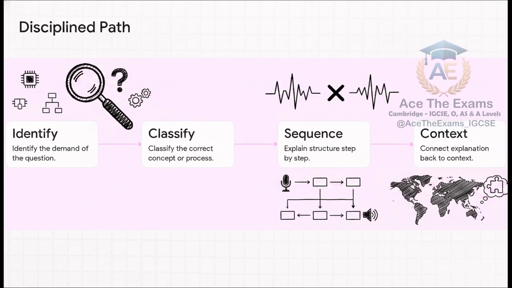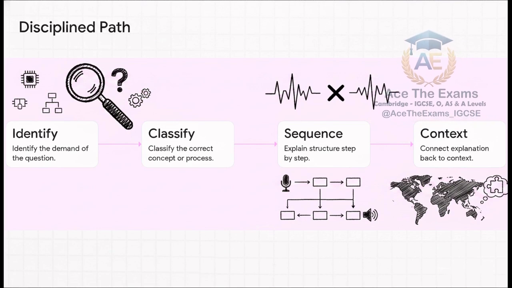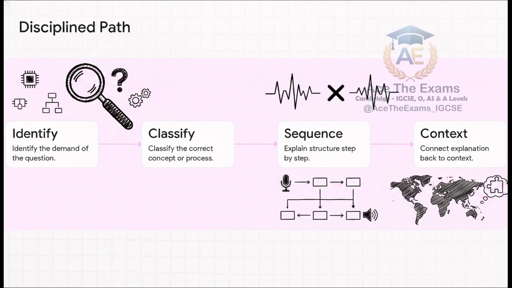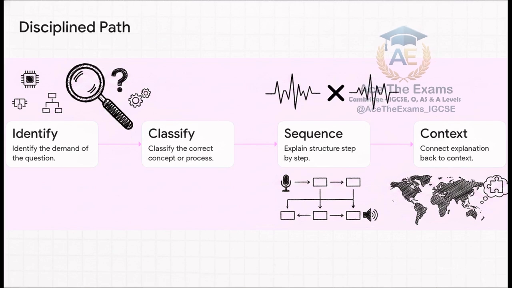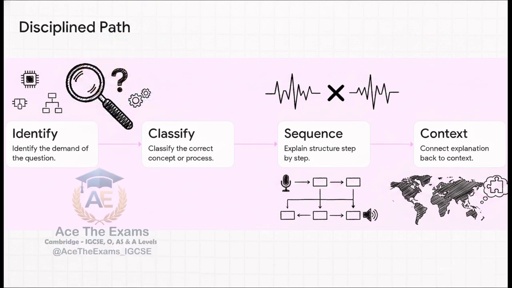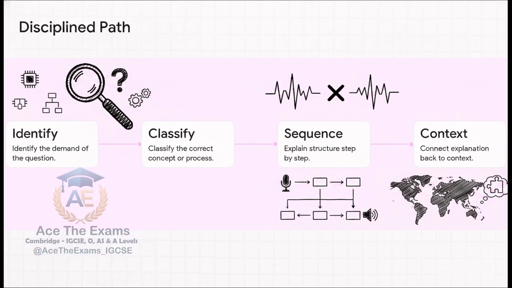Step 2, classify the concept. Are we talking about sample rate, which is about time, or are we talking about sample resolution, which is about detail? Do not mix these up. They are totally different things. Step 3, sequence step by step. Clarity of sequence matters immensely in computer science. Don't jump forwards and backwards like you're time traveling. Order your steps logically from the analog input all the way through to the digital output.